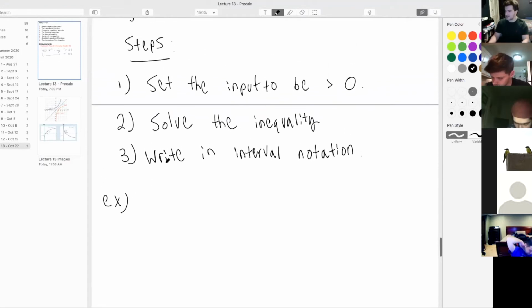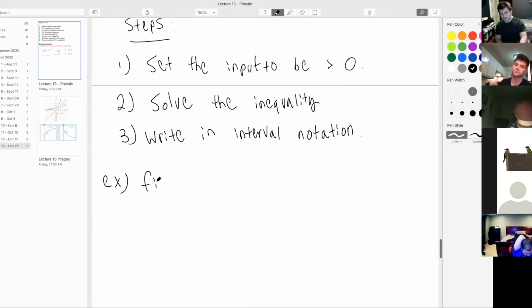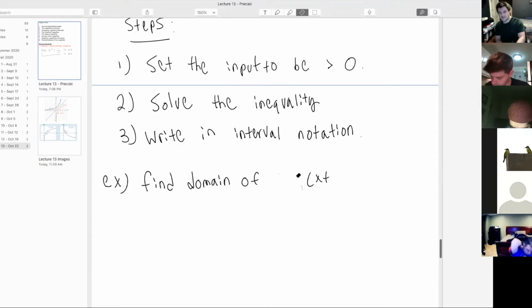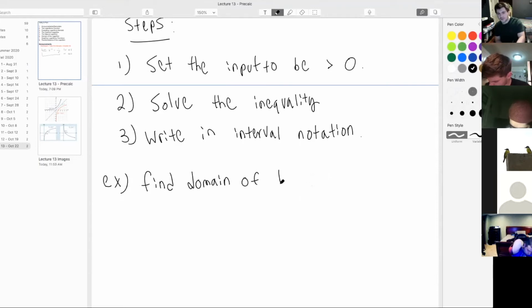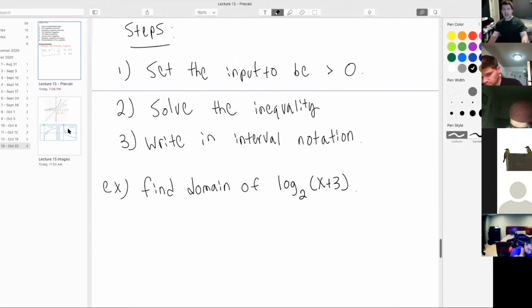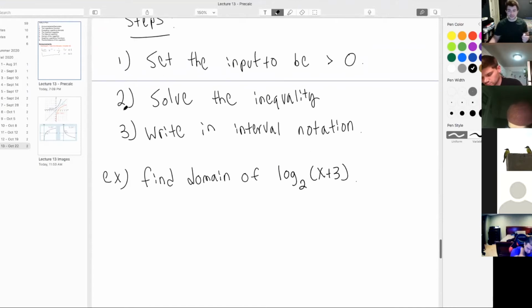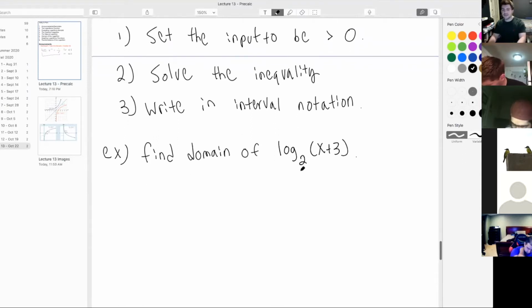I don't think this is going to be that bad. Find the domain of log base 2 of x plus 3. Sorry, I just want to write this a little neater. Now, in these steps, the base of the logarithm is not mentioned at all. And that's because it doesn't matter. When you're finding the domain, you don't need to even consider the base. It doesn't change anything. So the fact that there's a 2 in the subscript doesn't change anything right now.